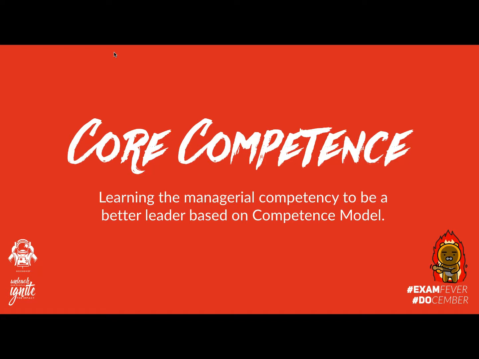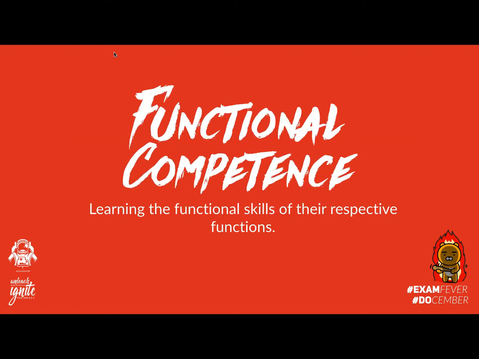So that's where they will learn about eagerness, growth, ambition, this kind of stuff based on the competency model of Isaac. And then lastly is the functional competence, which is learning the functional skills of their respective functions. For example, specific SOPs or the customer flow, or if they're PM, they need to know the TM process or how team standards work, these kinds of things that are specific to their department.